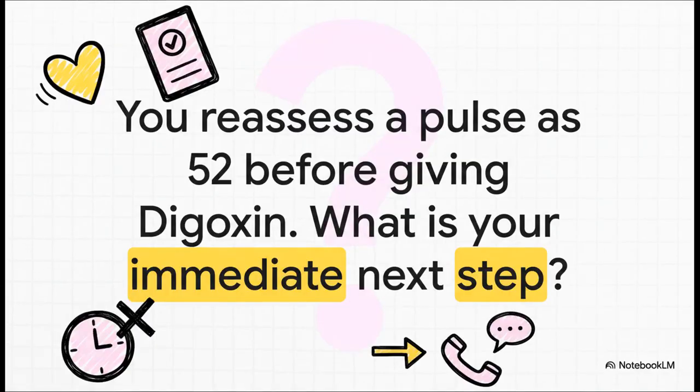Let's apply this. You've got an order for digoxin, but your pre-flight check, that reassessment, shows the patient's apical pulse is 52. You know the protocol says to hold for a pulse less than 60. So what's your next move? You hold the med, you document what you found, and you notify the provider. You just used reassessment to stop a potentially deadly medication error.